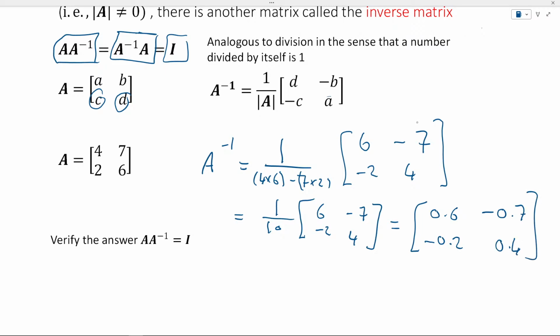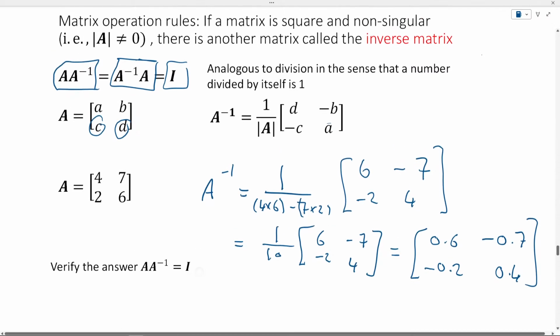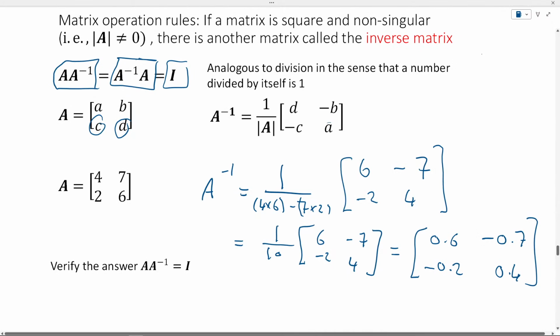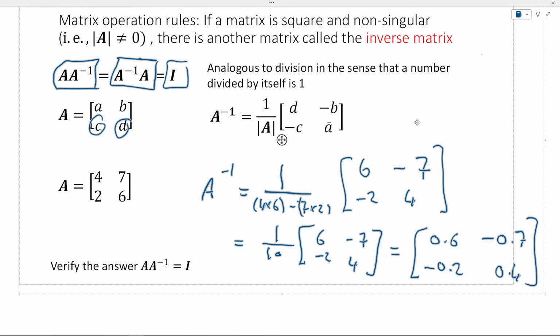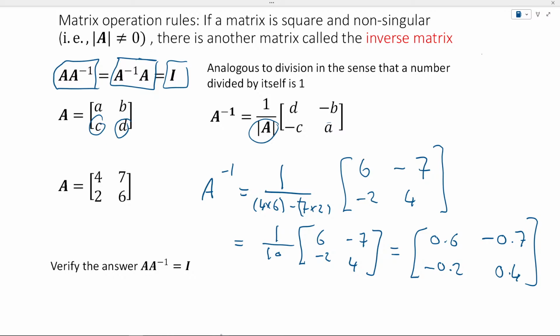So now I was able to define the inverse of the matrix. And it's non-singular. Why non-singular? Because the determinant does not equal 0. Because if the determinant, that's the determinant, is equal to 0, then you will multiply this by 0 and you will get a 0. But here the determinant of A does not equal 0.